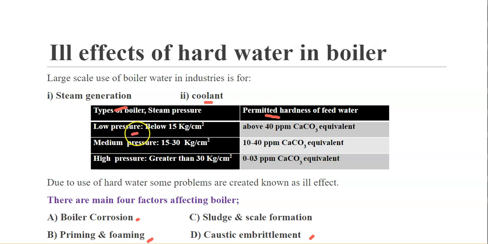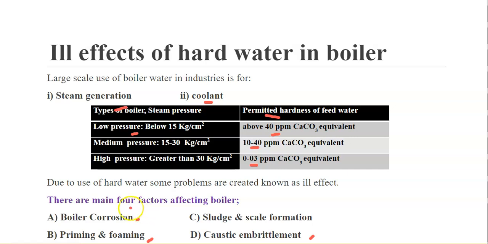Like if it is a low pressure boiler, the hardness of permitted water is above 40 ppm. If it is a medium pressure boiler, the hardness of water should be between 10 to 40 ppm. If it is a high pressure boiler, then the hardness permitted is 0 to 3 ppm of calcium carbonate equivalent. So in general, you can say as the pressure of the boiler increases, the hardness of the water which we are using in the boiler for generation of steam decreases. So higher the pressure of the boiler, lower should be the hardness of water.